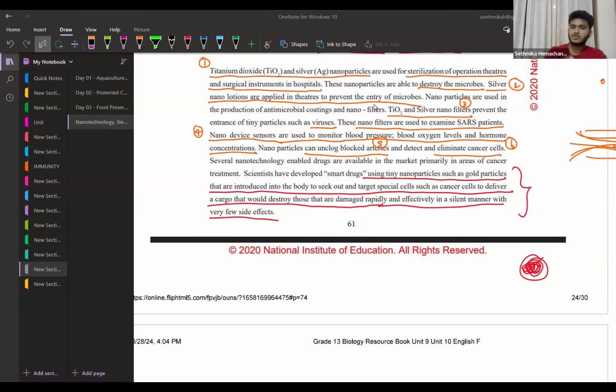What is given? Is used to monitor or measure or detect blood pressure, blood oxygen level, and hormone concentration.